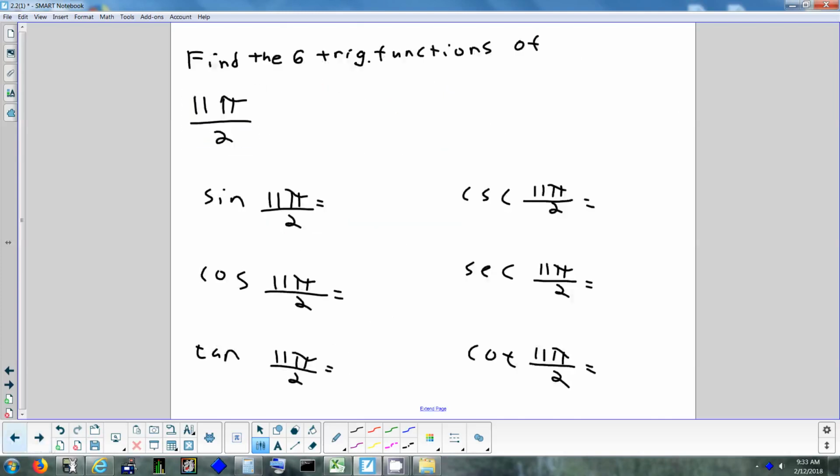Okay, so the last one, I showed you this one as we were doing the notes. I said it would be the last one we do. So finish up and see if you can do that one on your own. Find the 6 trig functions of 11 pi over 2. Now, you only know how to find the coordinate if it's 0, 90, 180, or 270. These are the only 4 I've taught you. So somehow that must be one of those 4. So figure out which one it is, and then go from there.